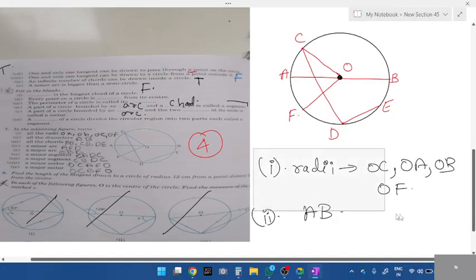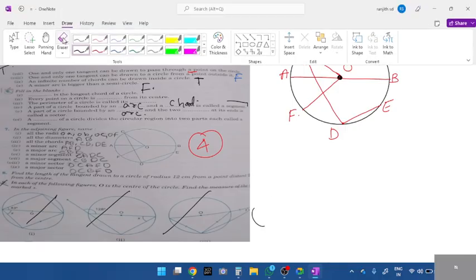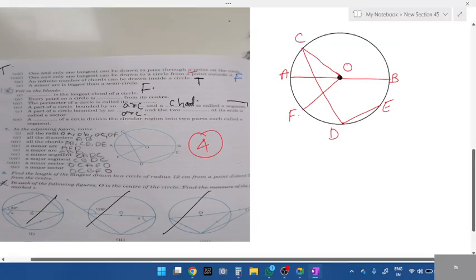Third one, what is given? All the chords. What do you mean by chord, students? From one point on the circumference to the other, right? Tell me what is the first chord. Diameter is also a chord. AB is one chord. Tell me another line which is touching from one circumference to the other. What's the other chord? DE. Very good. DE is a smaller chord.